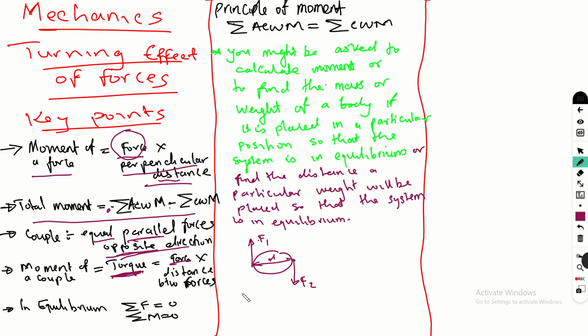Now, when the system is in equilibrium, which is most of the cases at your level, there are two conditions that must be satisfied. The sum of forces acting on the system is zero, and the sum of moments is zero. When the sum of moments is zero, it leads to the principle of moments. The principle of moments states that if the system is in equilibrium, the sum of the anti-clockwise moments must be equal to the sum of the clockwise moments.